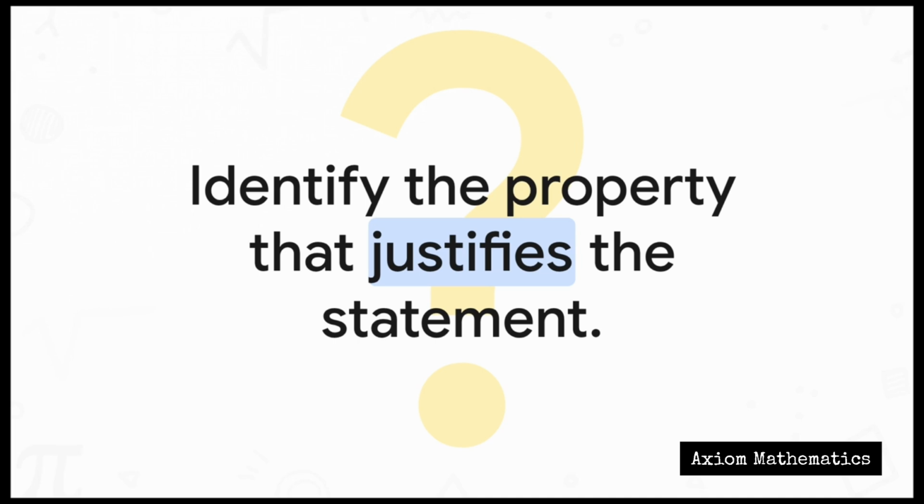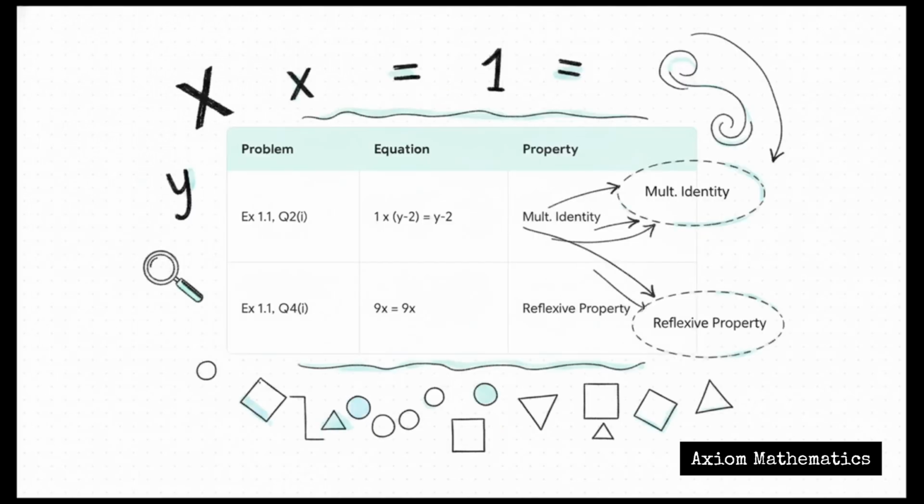For question 2i, we have 1 multiplied by y minus 2 equals y minus 2. So the crucial point is that multiplying any real number or expression by 1 changes absolutely nothing. That right there is the multiplicative identity property. Then for question 4i, we have 9x equals 9x. It seems super obvious, right? But mathematically, stating that a value always exactly equals itself is specifically called the reflexive property of equality. Recognizing these properties is what prevents us from breaking the rules later on.